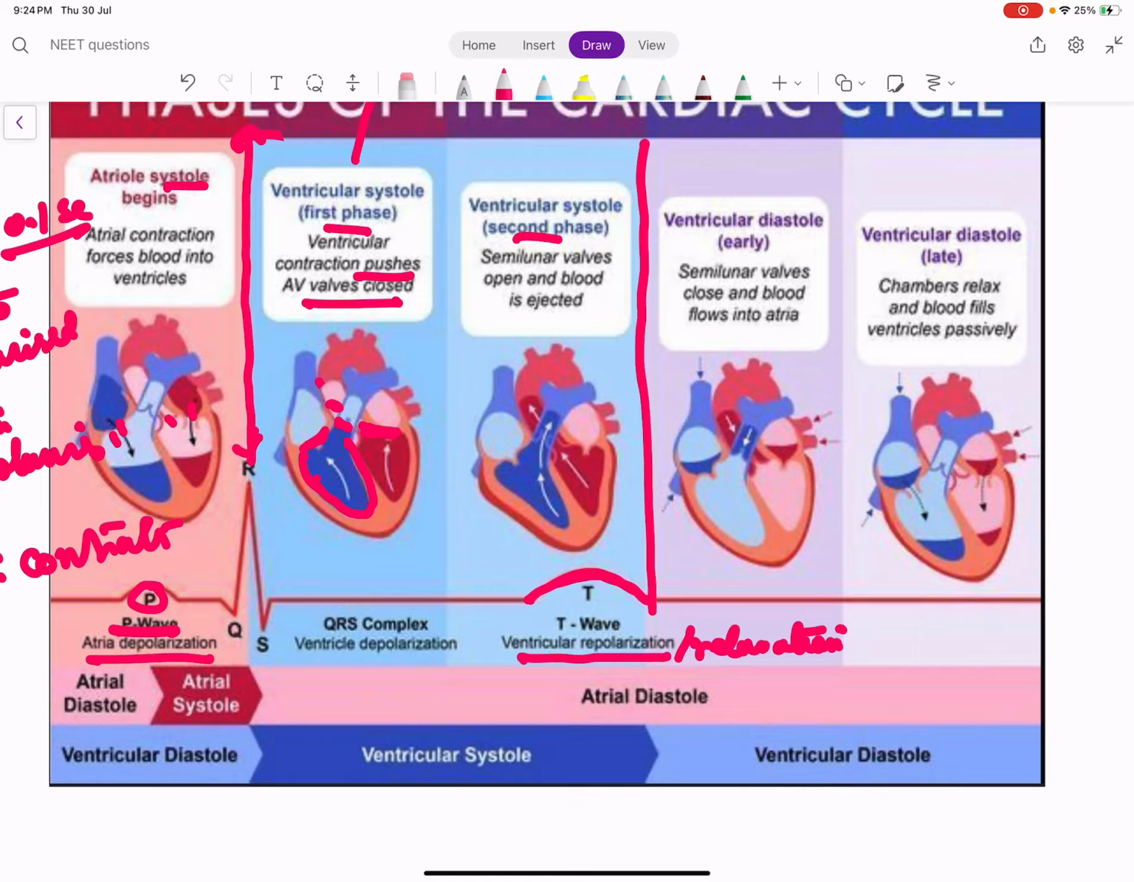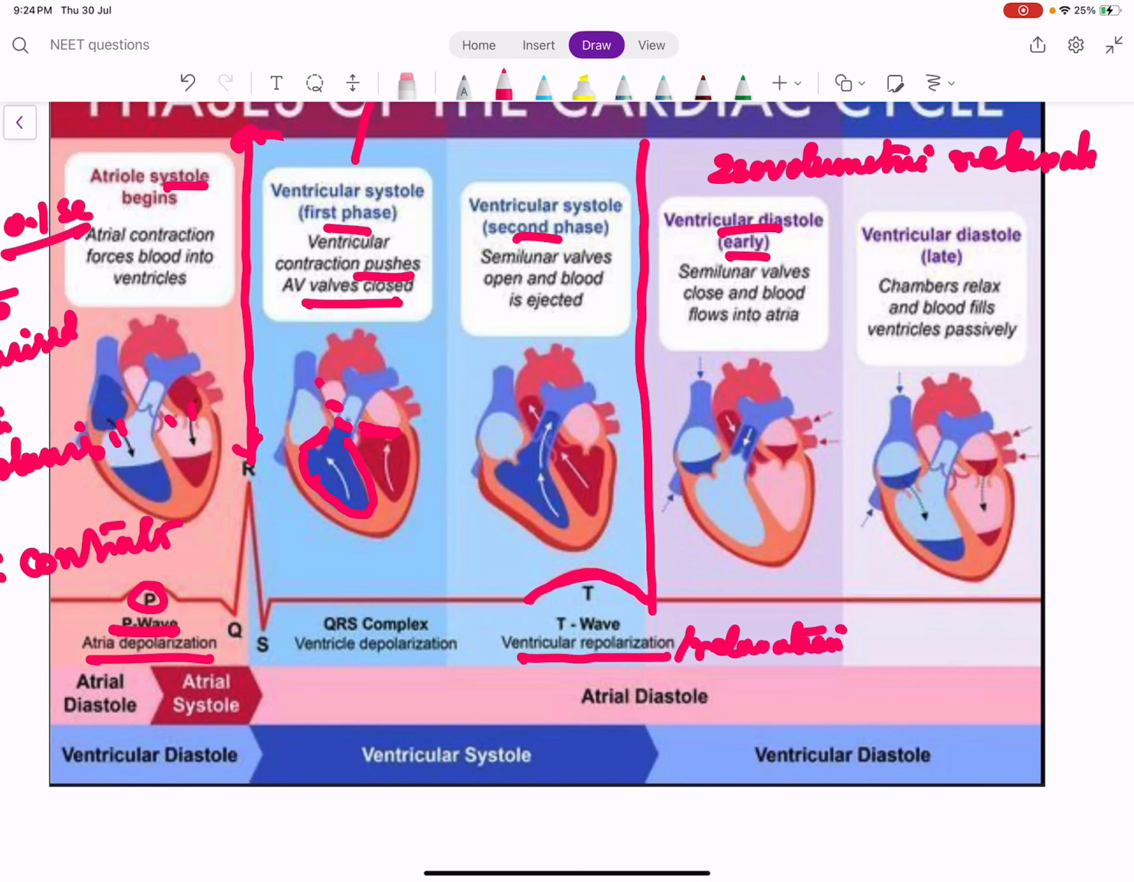So at the beginning of diastole, the ventricle starts relaxing. When the pressure falls in the ventricle, the aortic valve and the pulmonary valve now close. So the ventricle relaxes between two closed valves. This phase is called isovolumetric relaxation.